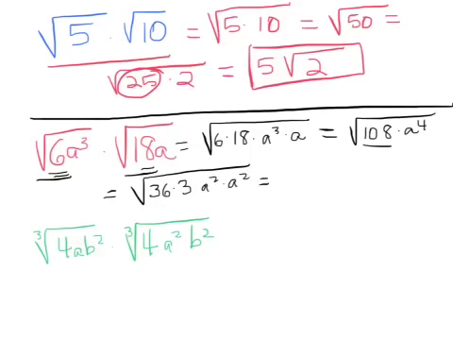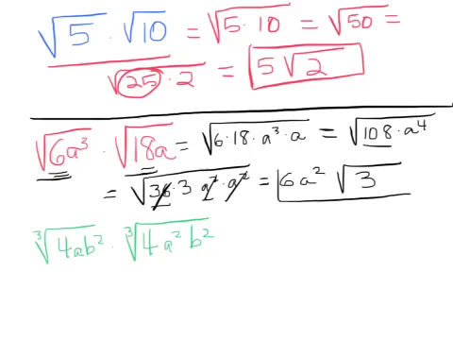So I'm going to take the square root of all my perfect squares. Square root of 36 is 6. Square root of a squared is a. Square root of another a squared is another a, so this is 6a squared. And what's left under my radical sign is 3. And so here is the product of the square root of 6a cubed and the square root of 18a.